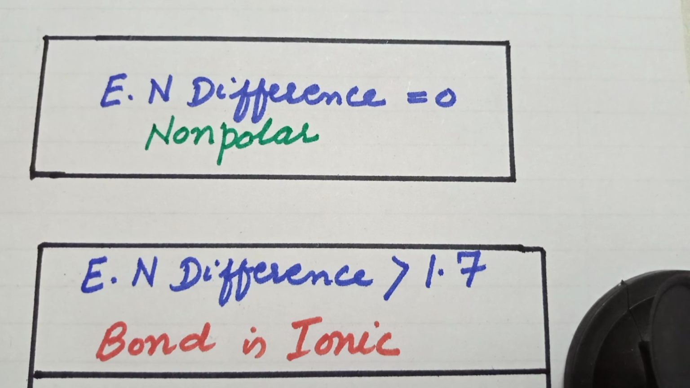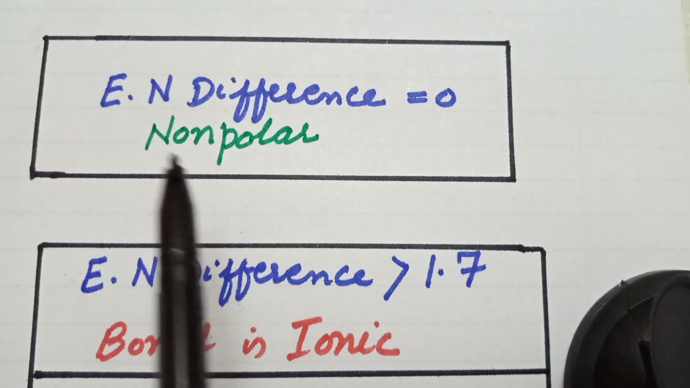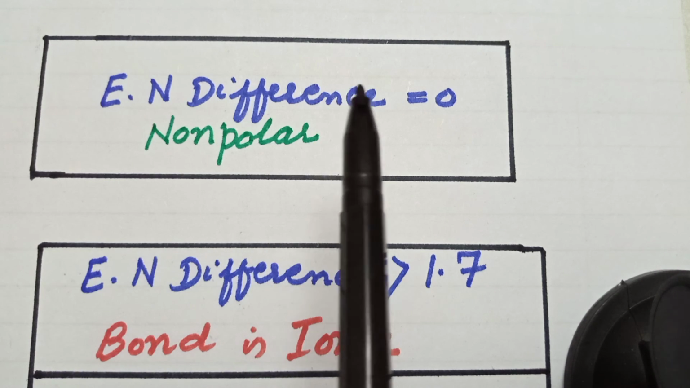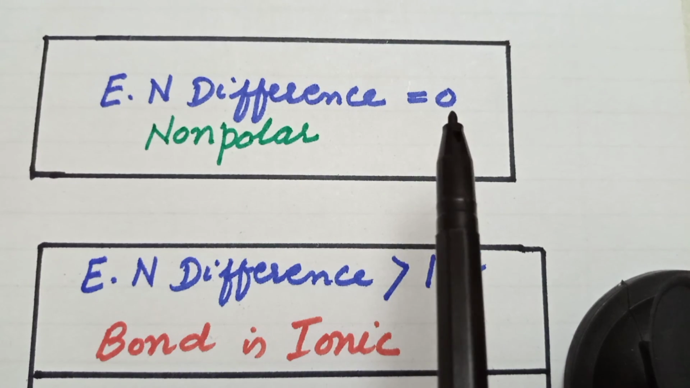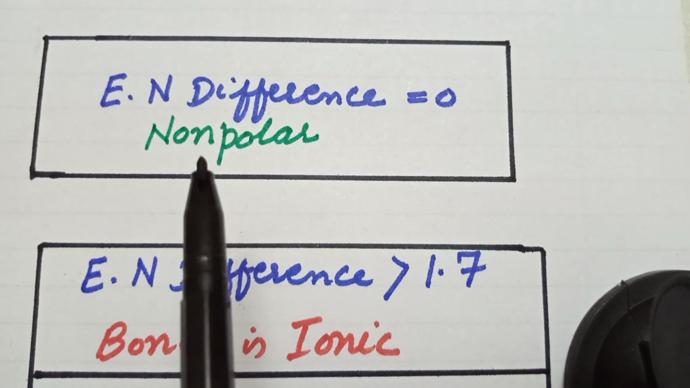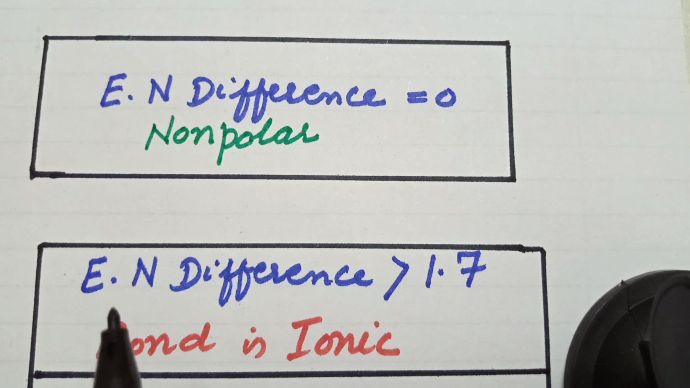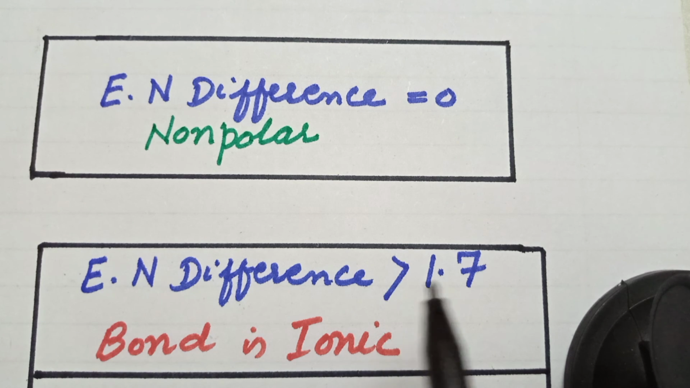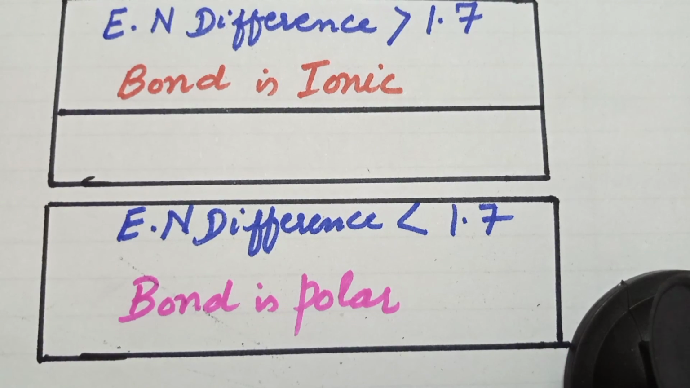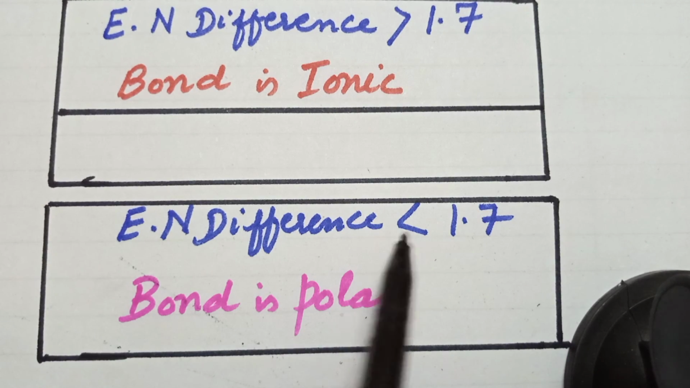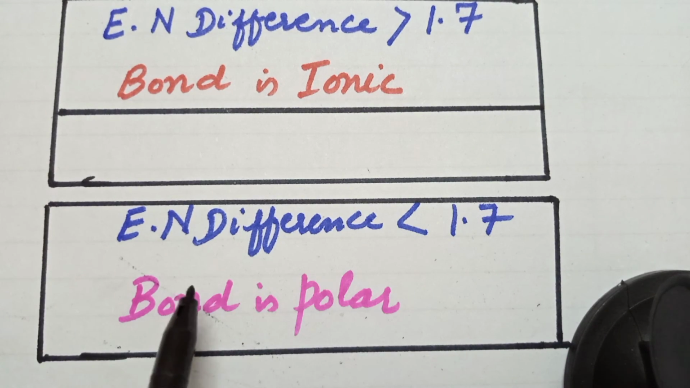From all of this discussion, we can learn it easily in this way that if the electronegative difference between the two atoms or the two elements is zero, then the bond will be non-polar, and if the electronegative difference is greater than 1.7, then the bond will be ionic. And when the electronegative difference is smaller than 1.7, then the bond is polar.